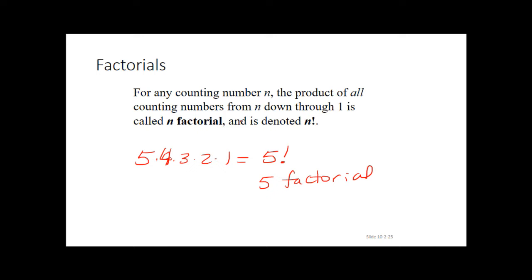So we have a definition here for any counting number n. The product of all the counting numbers from n down through 1 is called n factorial and is denoted n with an exclamation mark. Okay, make sure to note that your calculator does have a factorial option on it.